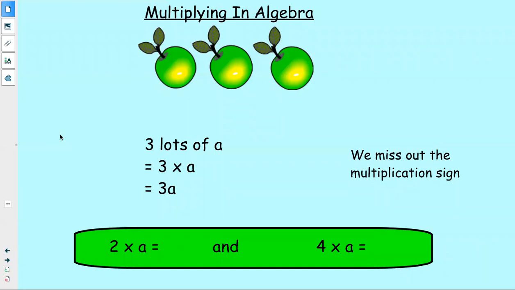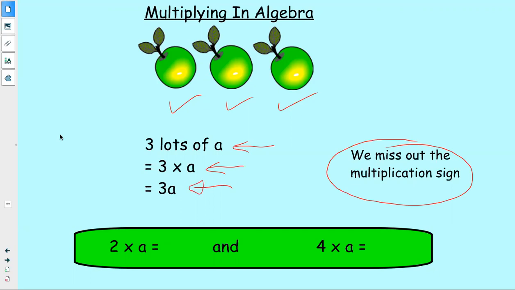Okay, multiplying in algebra. So when I look at these apples here, I've got 1, 2, 3 apples, and you could say that in words like 3 lots of apples. Now, lots of in maths again means to multiply. So 3 lots of apples is the same as saying 3 multiplied by A. In algebra, when we're multiplying, we do not have to say or write the multiplication sign. We can just write 3A instead. So 3 multiplied by A is the same as 3A, and vice versa. When you see 3A, you'll know it means 3 multiplied by A.